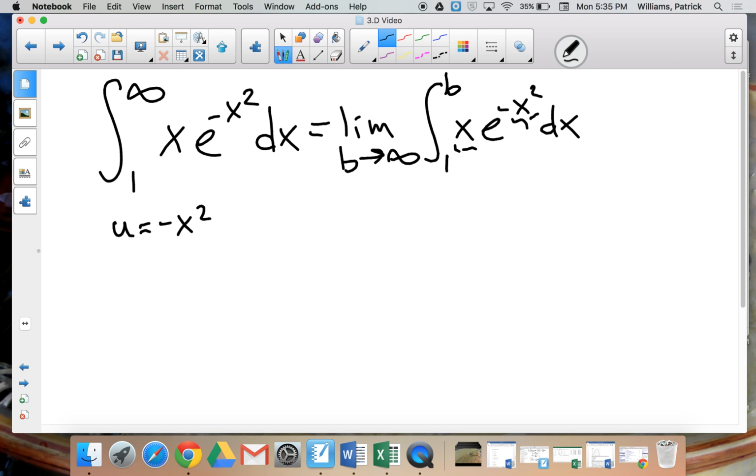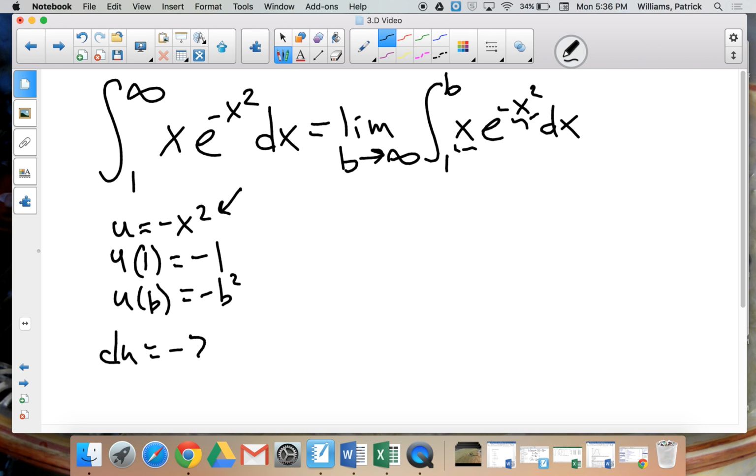But in this case, I'm going to evaluate u of 1, which will be negative 1, and u of b will be negative b squared. Again, I'm plugging in 1 and b just into this function right here. So we got those limits of integration. Now we have to find du. Well, du will be negative 2x dx, so we can say that negative 1/2 du is x dx, and that puts a big smile on our face because we have an x dx right here.